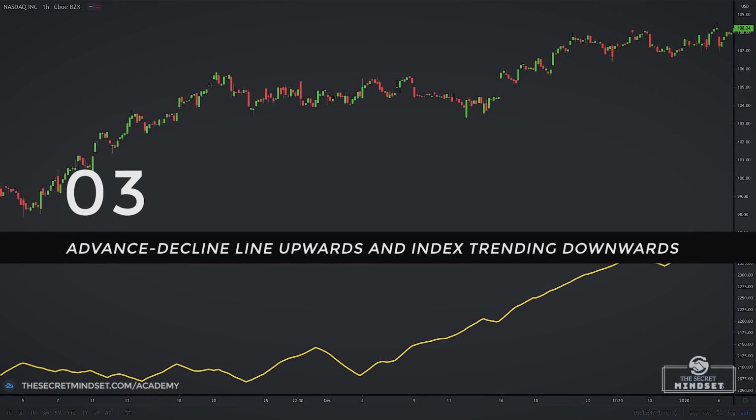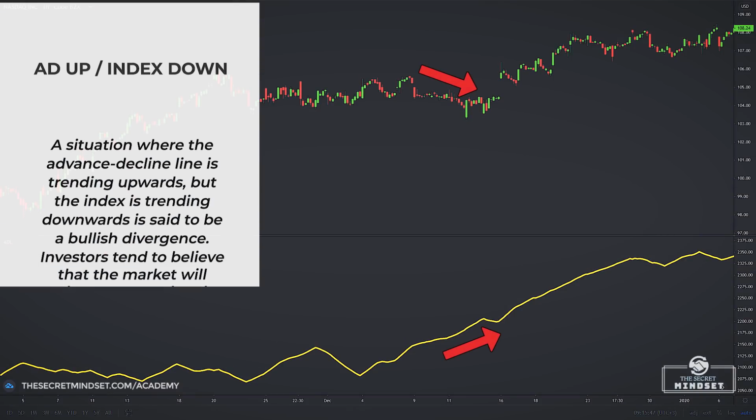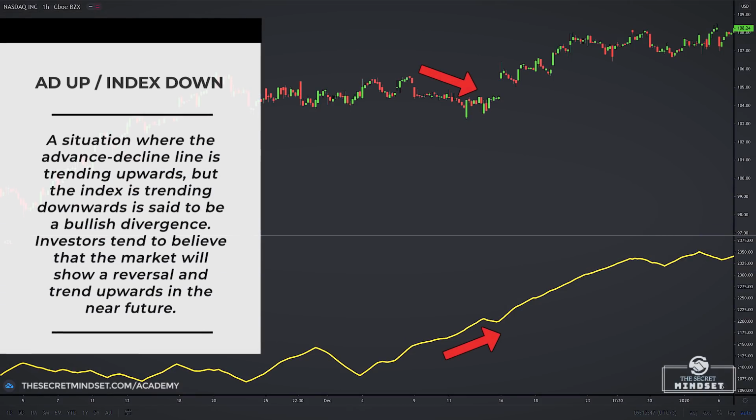A situation where the advance-decline line is trending upwards, but the index is trending downwards, is said to be a bullish divergence. The decline in the index is driven by a decline in a minority of stocks in the index. Therefore, it indicates that sellers are losing their conviction. As such, investors tend to believe that the market will show a reversal and trend upwards in the near future.